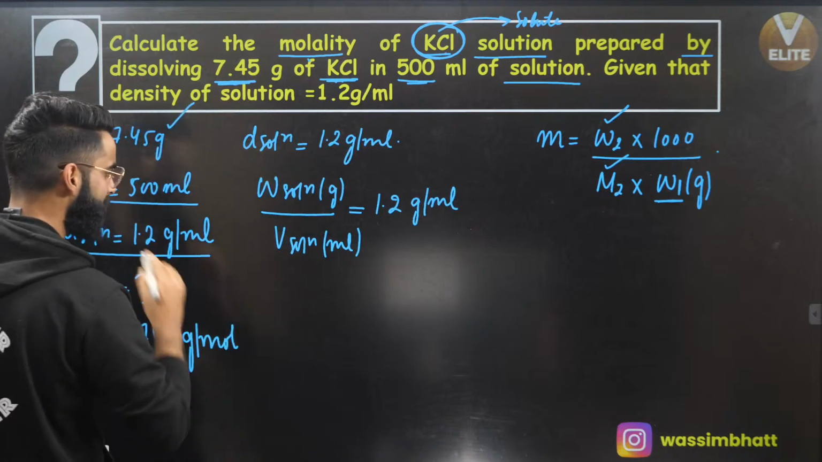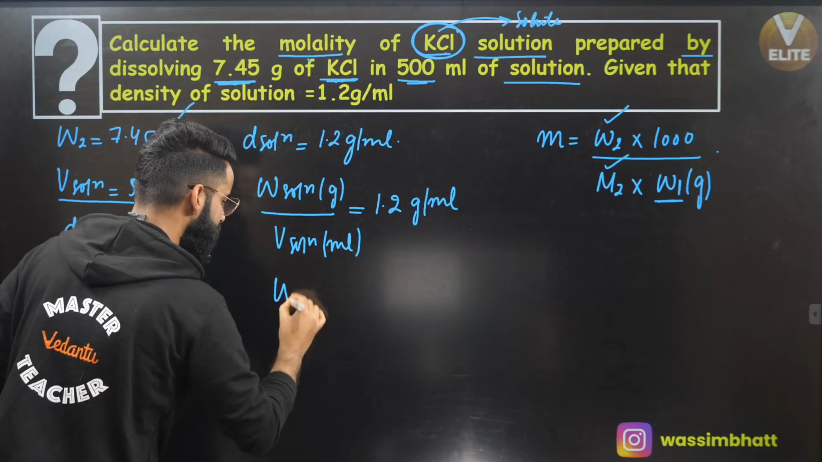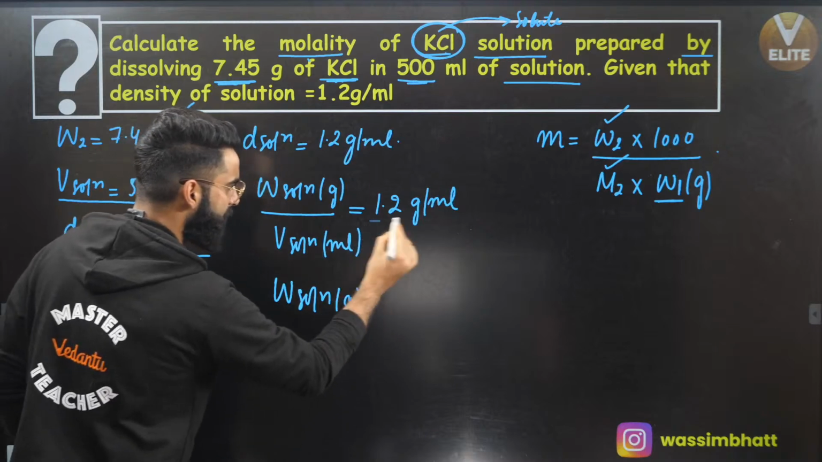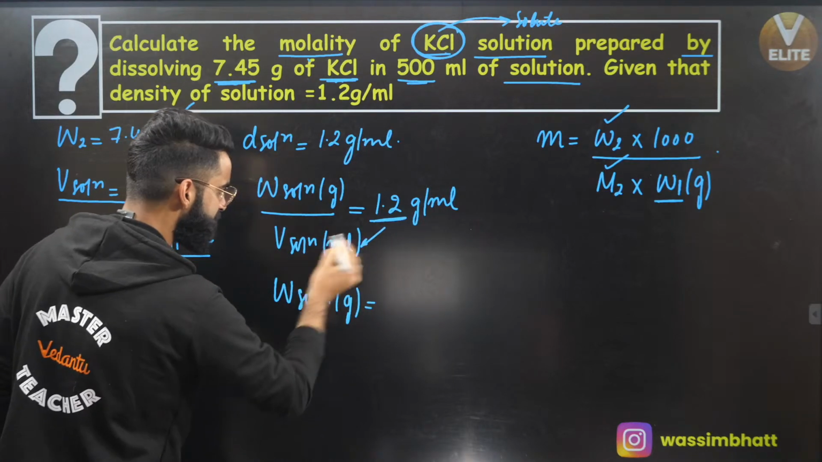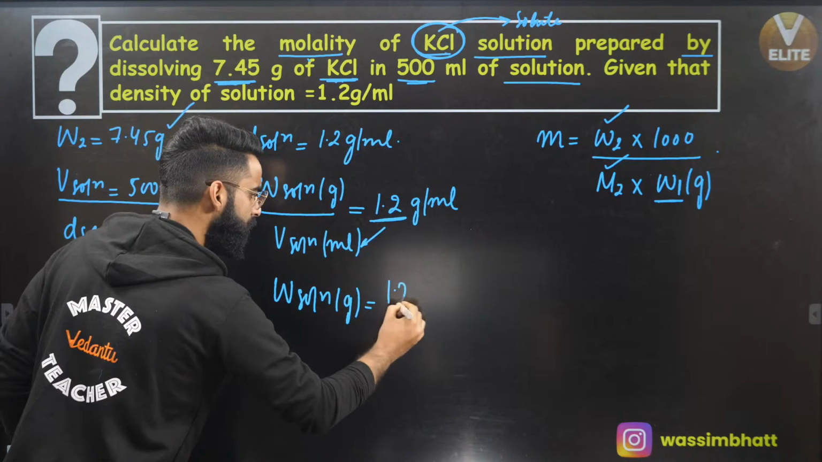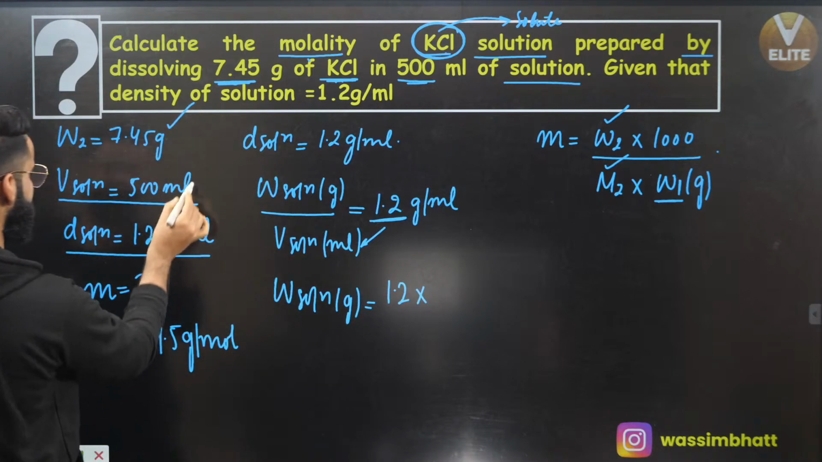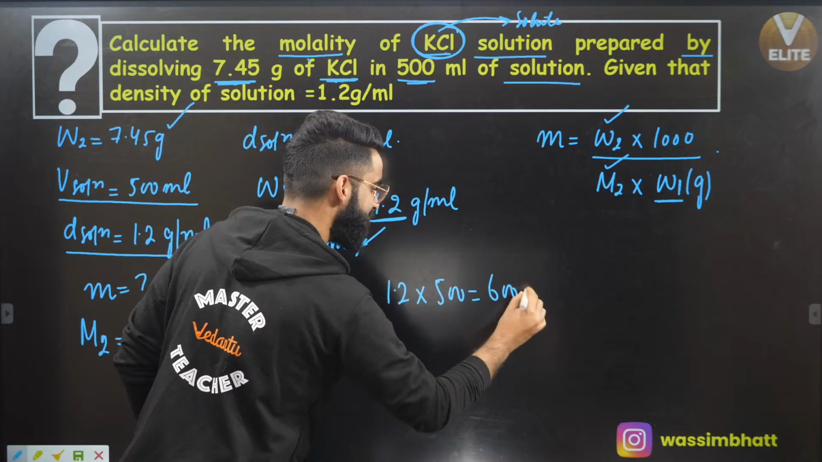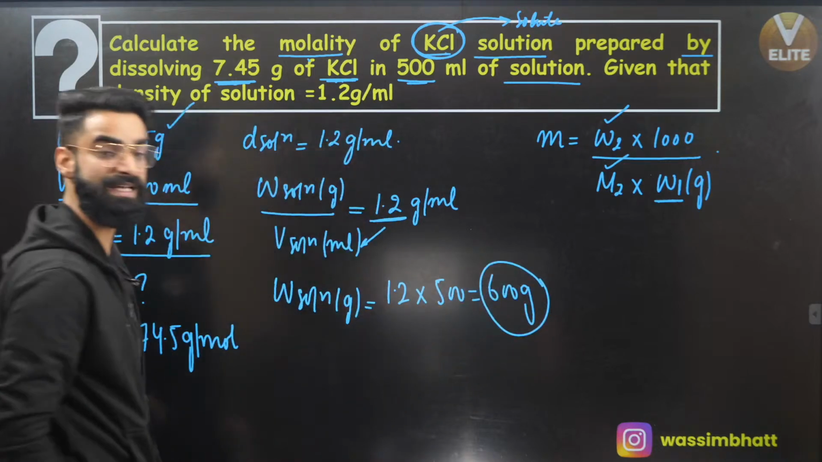Now, can I simply write it like this? Mass of solution in grams is 1.2 multiplied by volume of solution in ml, that's given to me as 500. So you got the mass of solution as 600 grams.